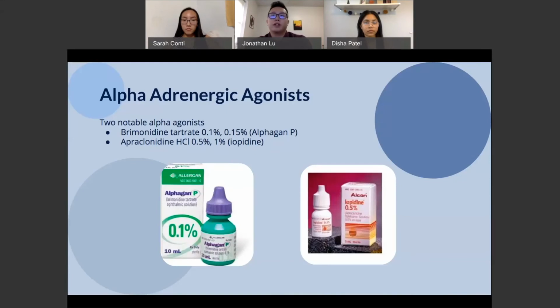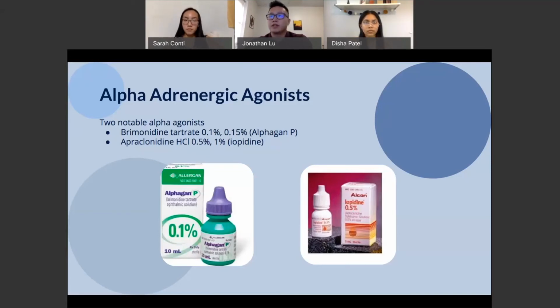There are two notable alpha agonists, brimonidine tartrate and apraclonidine HCl. Alpha agonists decrease the production of fluid in the eye but also increase its drainage. Alphagan P has a component called Purite. This preservative breaks down into components that make up tears, and is normally used for people that are allergic to preservatives and other eye drops. Some side effects may be slight stinging when the drug is dropped into the eye, some fatigue, headaches, drowsiness, and dry mouth.